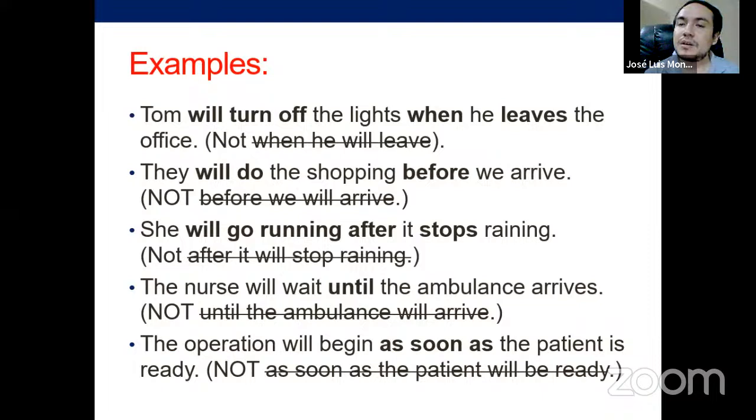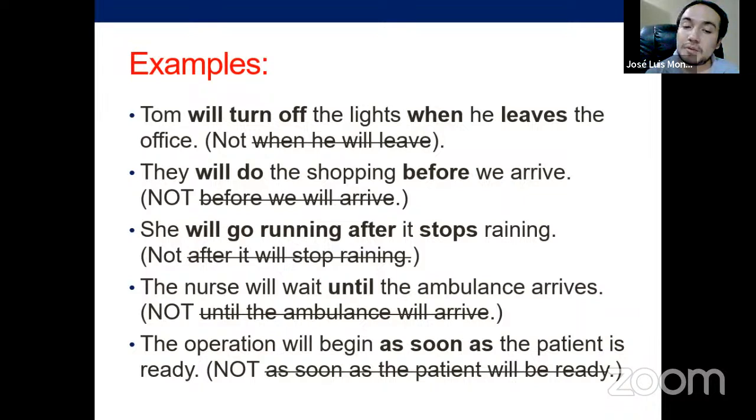So we have this, right? Tom will turn off the lights when he leaves the office. We don't say when he will leave the office, right? That's incorrect. They will do the shopping before we arrive. Again, present, right? We don't say before we will arrive. Then she will go running after it stops raining, not after it will stop raining. The nurse will wait until the ambulance arrives, right? Not until the ambulance will arrive.